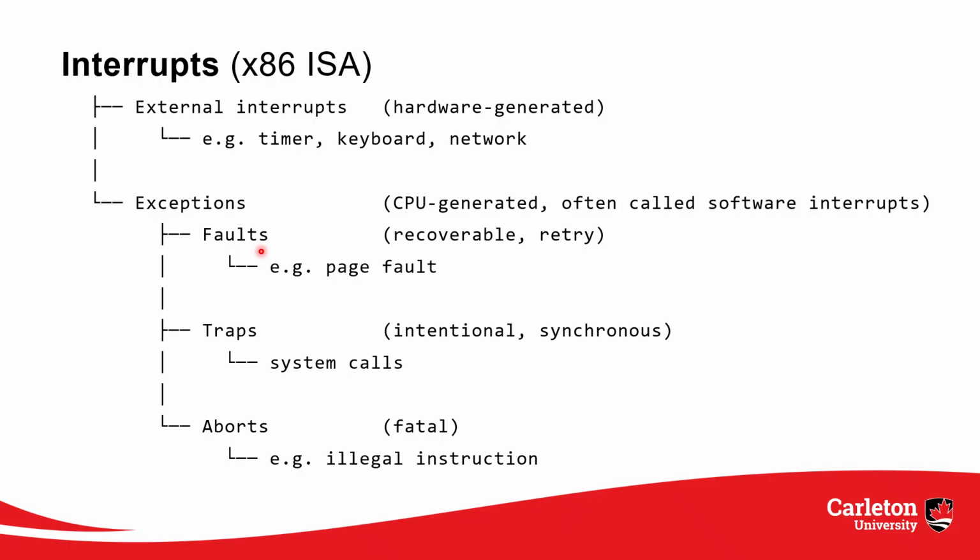The next type will be faults. Faults are things that happen that aren't bad, but that maybe we don't want.